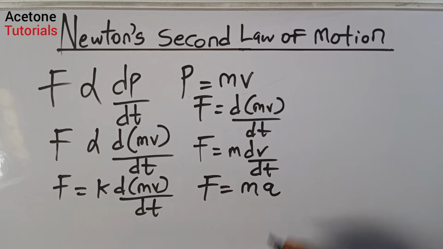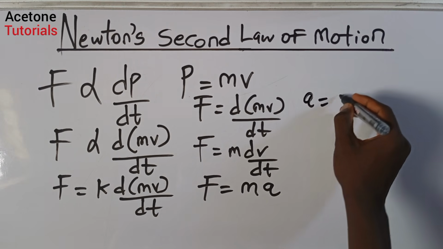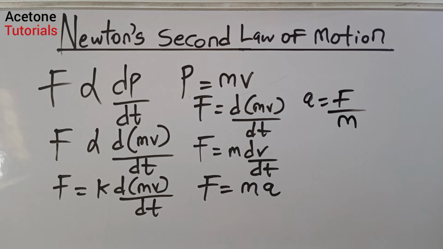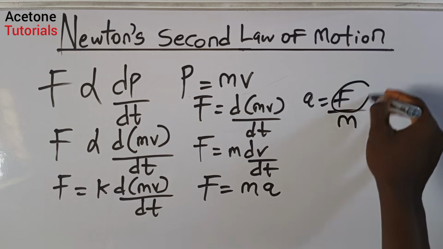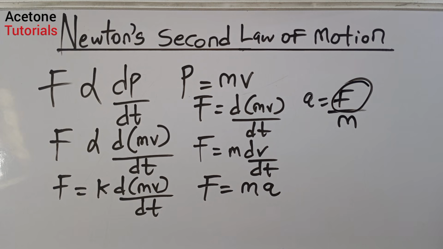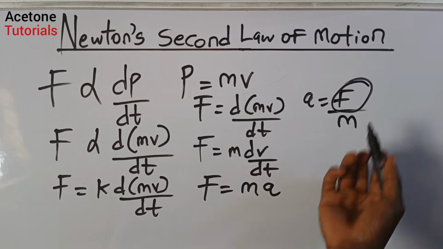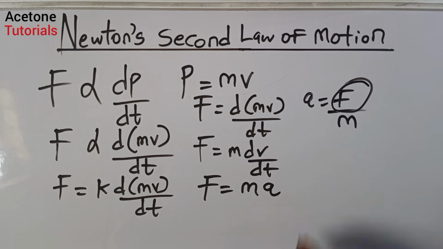Now, we can make a the subject of the formula. So a equals F over m. So the acceleration is inversely proportional to the mass. For the same force, the higher the mass, the lower the acceleration.